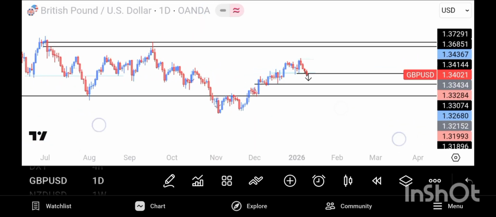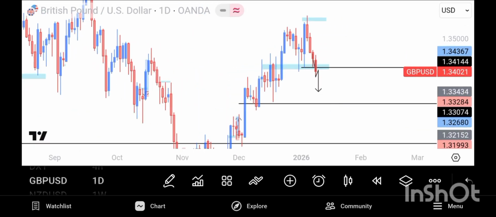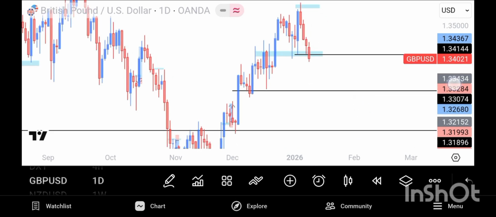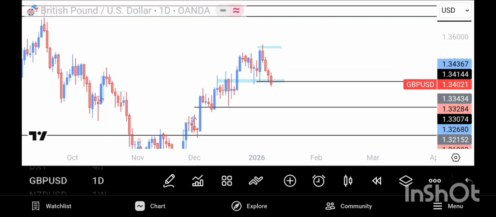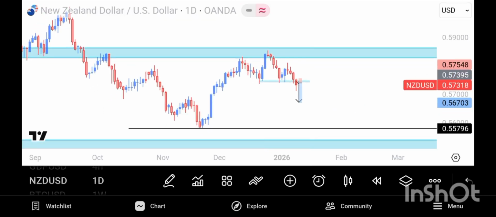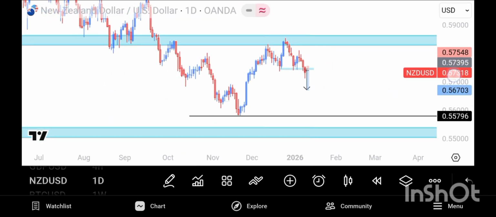Then looking at the daily time frame, you can see that we broke the last low of the market, which means that we've changed our direction on the higher time frame. So you can see those black lines which we are heading to on the higher time frame. So that's all for GU.